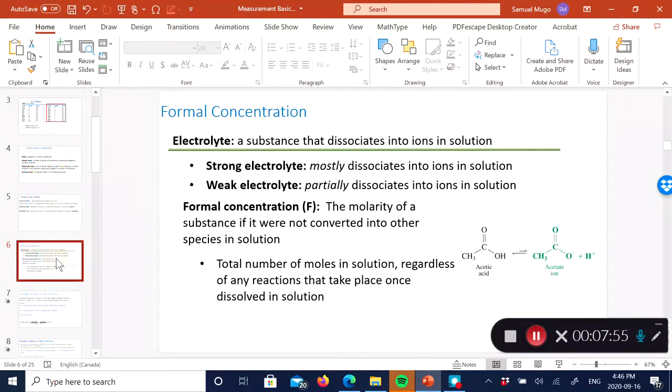And we're going to talk later on a lot about weak acids that only dissociate partially. But again, I emphasize the formal concentration F is the molarity of a substance if it were not converted to other chemical species. So it is mainly used for strong electrolytes.